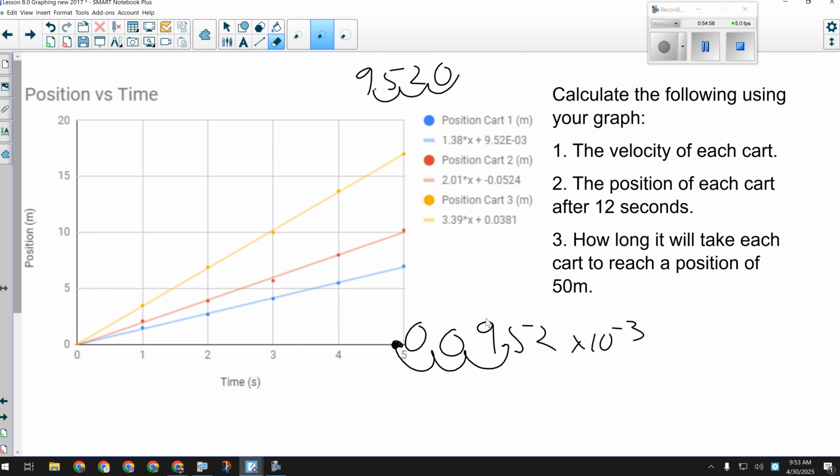Okay, so for question number 1, do you have to do any calculating? What's the slope for cart 1? 1.38 meters per second. There's your velocities. On this graph, okay, the slope of the line is telling me how fast the object is going, because it's telling me how many meters it goes every second.